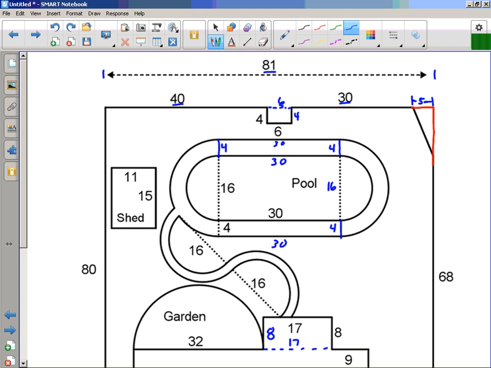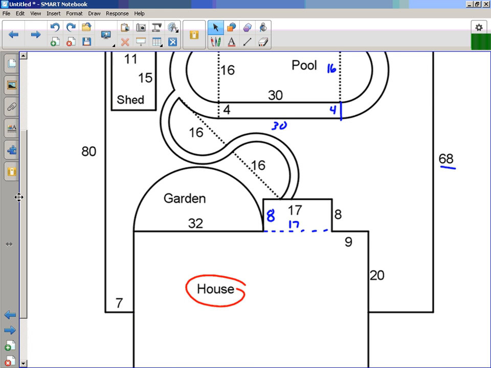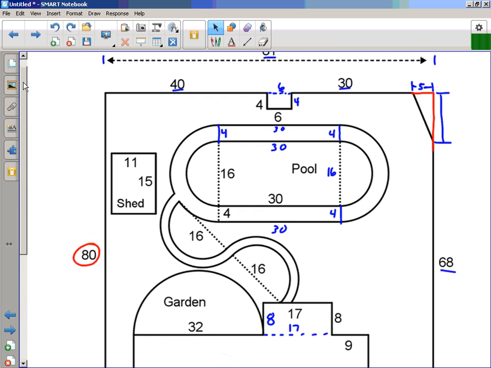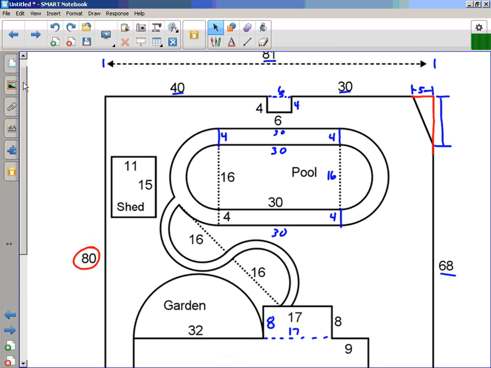So if this is 5, I think we can do the same thing on the other side over here to find this piece. It says that we've got 68 here, and if I scroll down to the bottom, I can see that 68 reaches all the way down. And on the left-hand side, I can see that it's 80 for the entire length of that side, which means that this section of blue over here has to be the 80 minus the 68, which leaves me 12. So that's going to be 12.